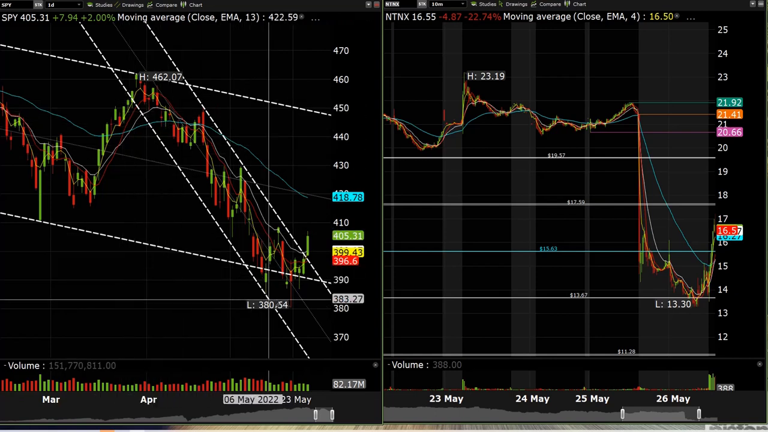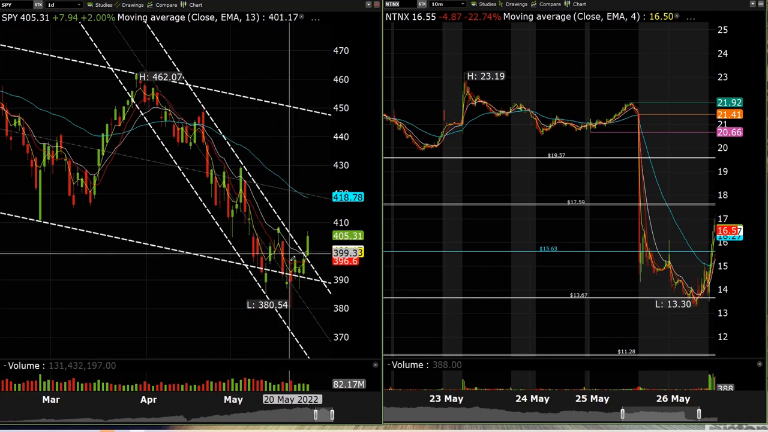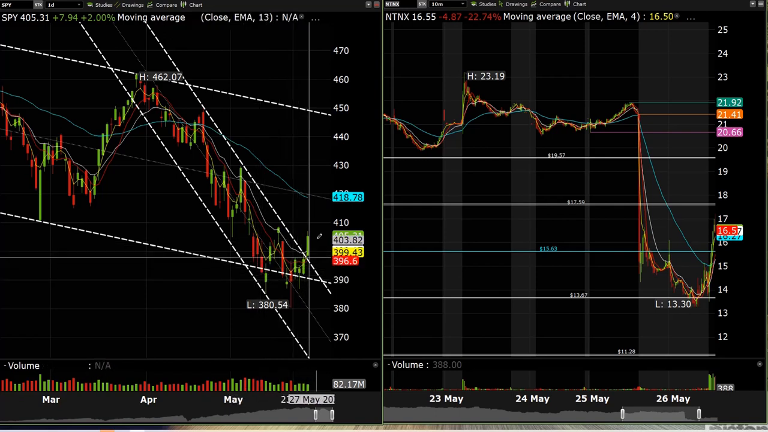We can see that the market did come back. It broke the bottom channel, which acts as a support level. It reclaimed that, and it's been holding that ever since it did reclaim.